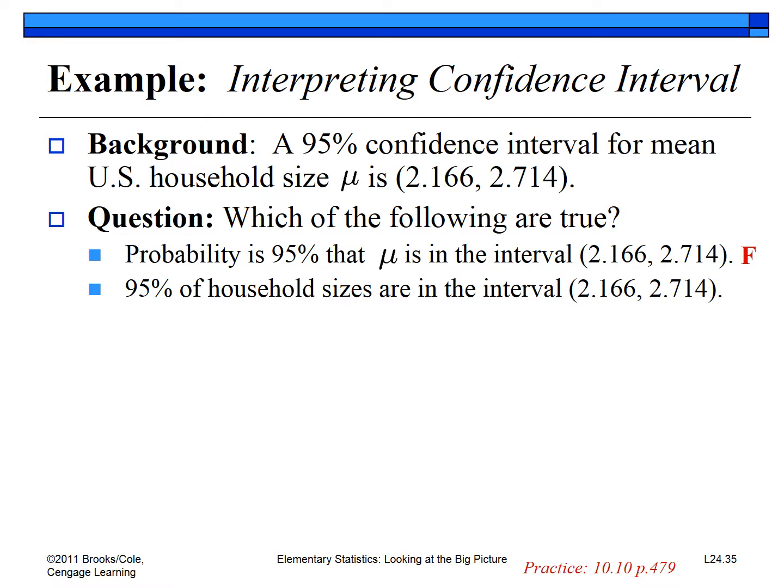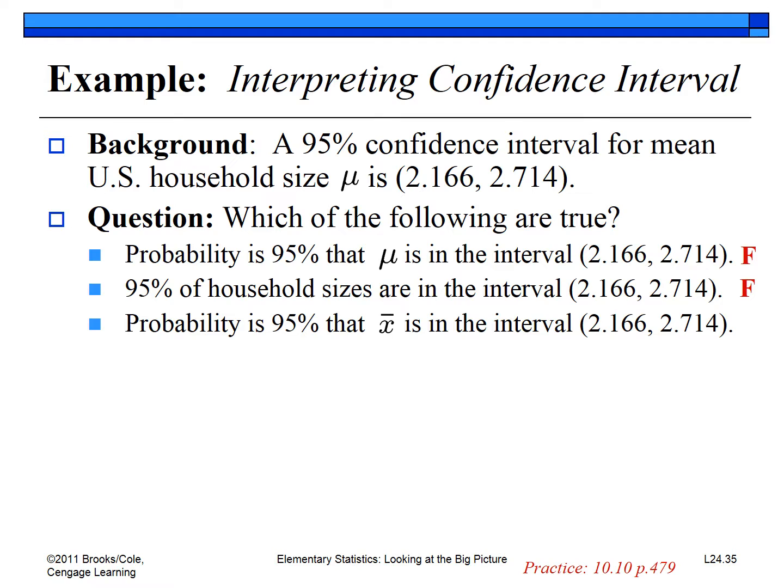95% of household sizes are in the interval from 2.166 to 2.714. Here we're talking about household sizes. This confidence interval is a confidence interval for mean household size. This is false. The probability is 95% that x bar, our sample mean, is in that interval.